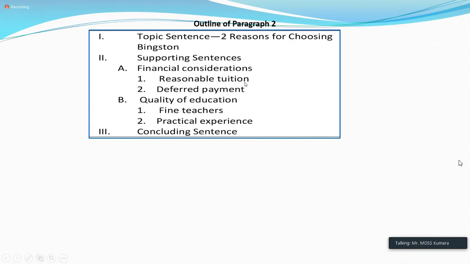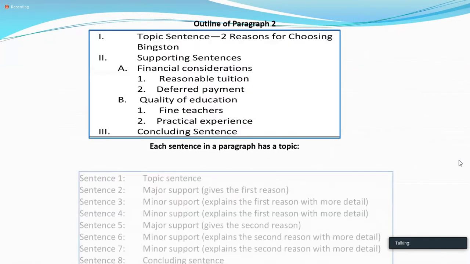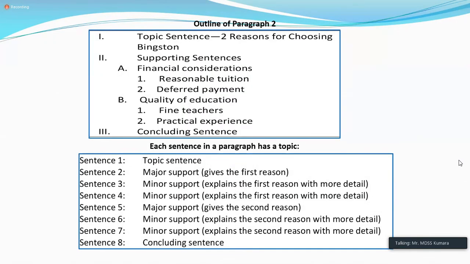So the purpose of the first sentence is the topic sentence. It gives what the paragraph is about. And sentence 2 gives major support. It gives the first reason. The person says that there are 2 reasons, and the second sentence says one of those reasons, the question of money.